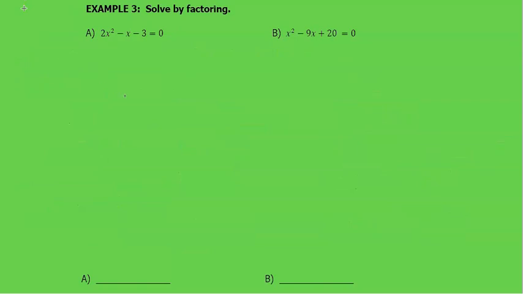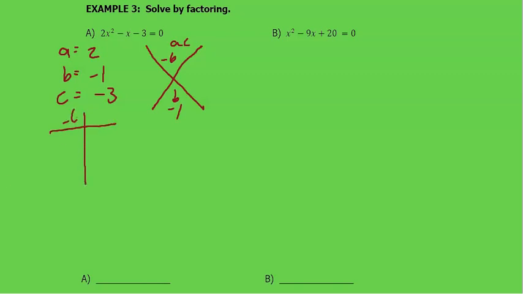Alright, let's look at example 3. Solve by factoring. There's no GCF that's bigger than 1, so just identify A, B, and C. Draw your x. A times C is -6. B is -1. Write your factor pairs of -6. Put 1, 2, 3, 4, and so on.